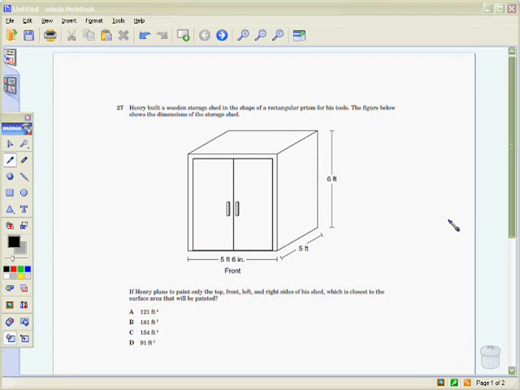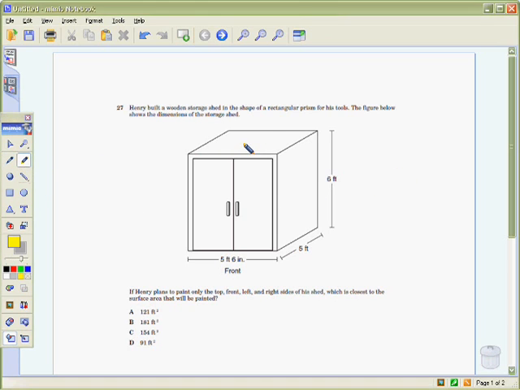Continuing with Objective 8, we're going to demonstrate an understanding of the concepts and uses of measurement and similarity. So let's just start with number 27. Henry built a wooden storage shed in the shape of a rectangular prism for his tools. The figure below shows the dimensions of the storage shed. If Henry plans to paint the top, front, left, and right sides of his shed, which is the closest to the surface area that will be painted?